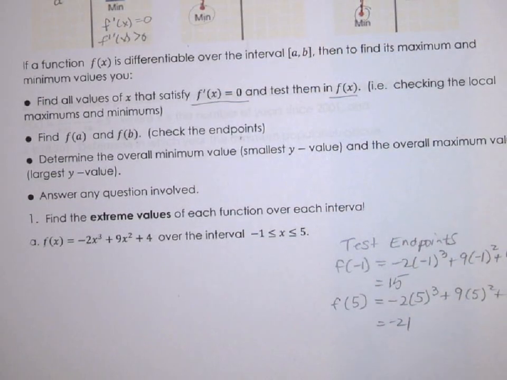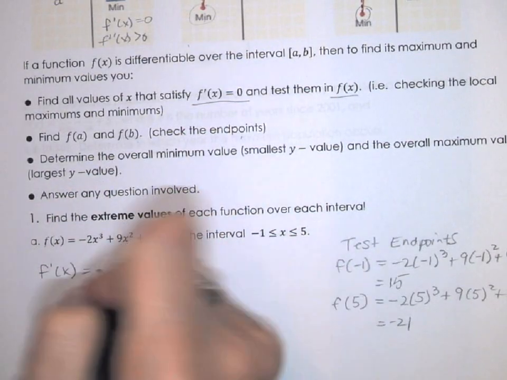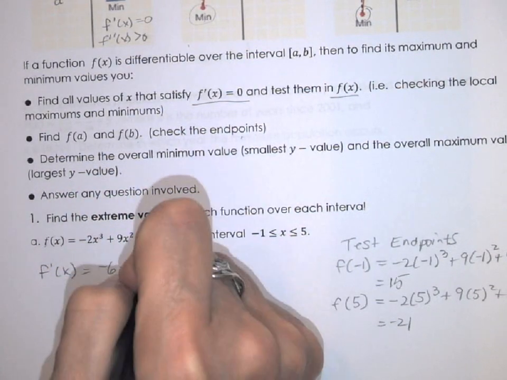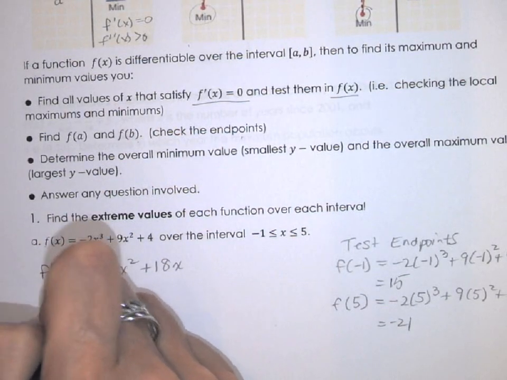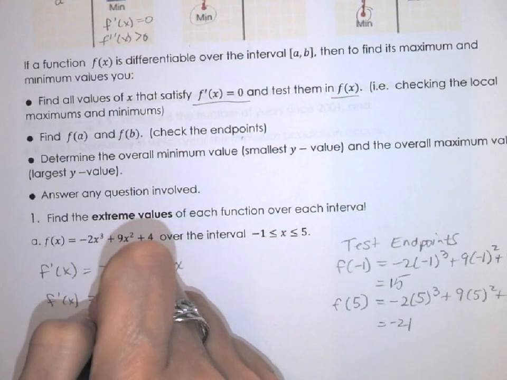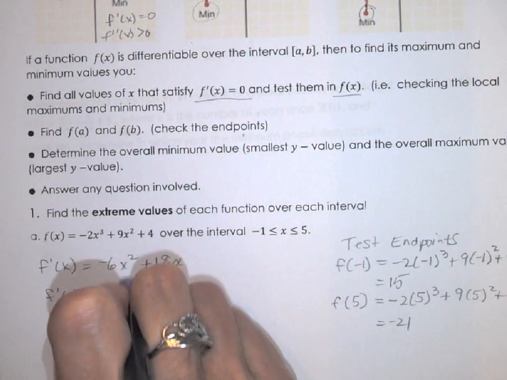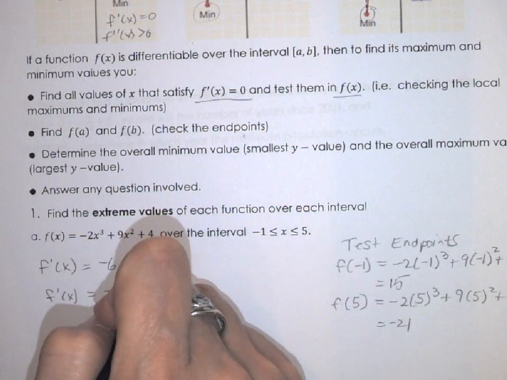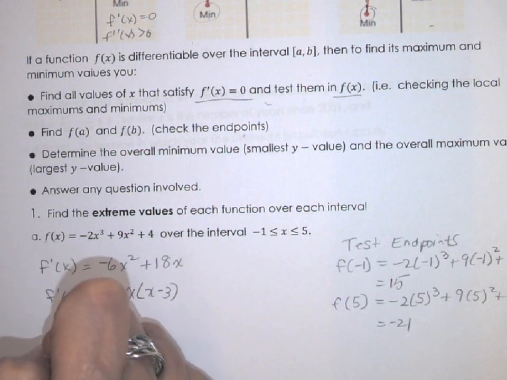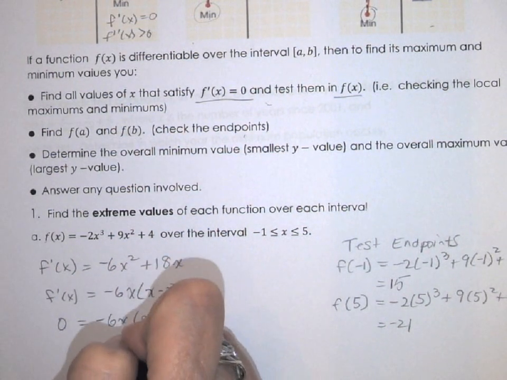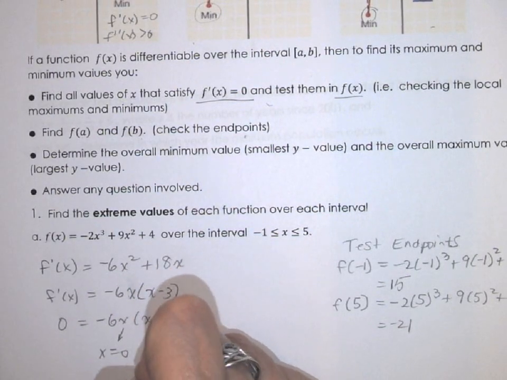Okay, so now we're going to see where the tangent's horizontal. So first we're going to find f prime at x, which is -6x squared plus 18x. And we want to put it in simplified factored form if we can, because it's easiest to see where our tangent can be horizontal. So actually, -6x is common here. And then we would have x minus 3 set equal to 0. So our tangent is horizontal when x equals 0 and when x equals 3.